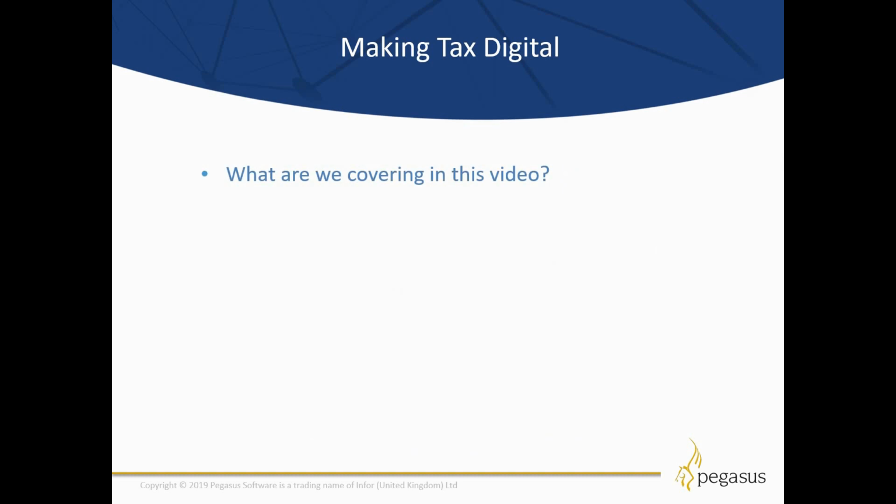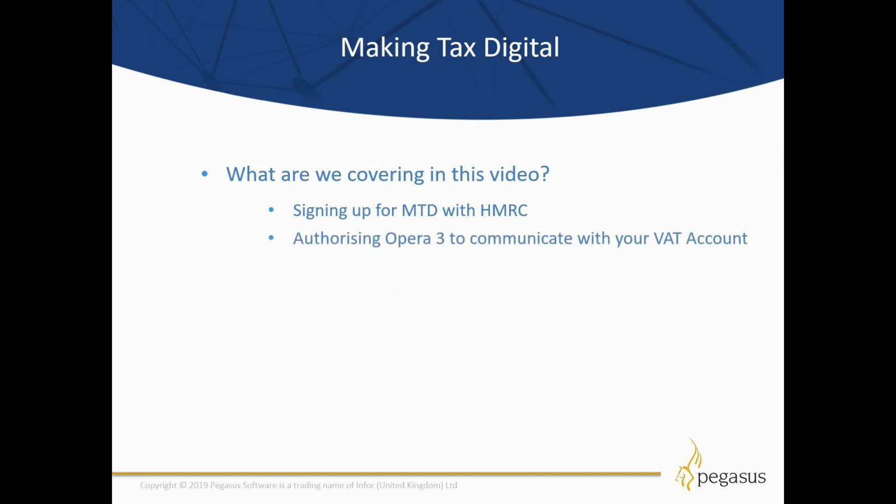Okay, let me go through what we'll be covering in this video on the implementation of Making Tax Digital within Opera 3. Firstly, I'll take you through the process of signing up for Making Tax Digital with HMRC, so you will see the sort of information that will be required by HMRC to allow you to sign up and use this new system. Then we'll look at how you will authorise your copy of Opera 3 so that you can access your VAT account on the HMRC site using the new HMRC API.